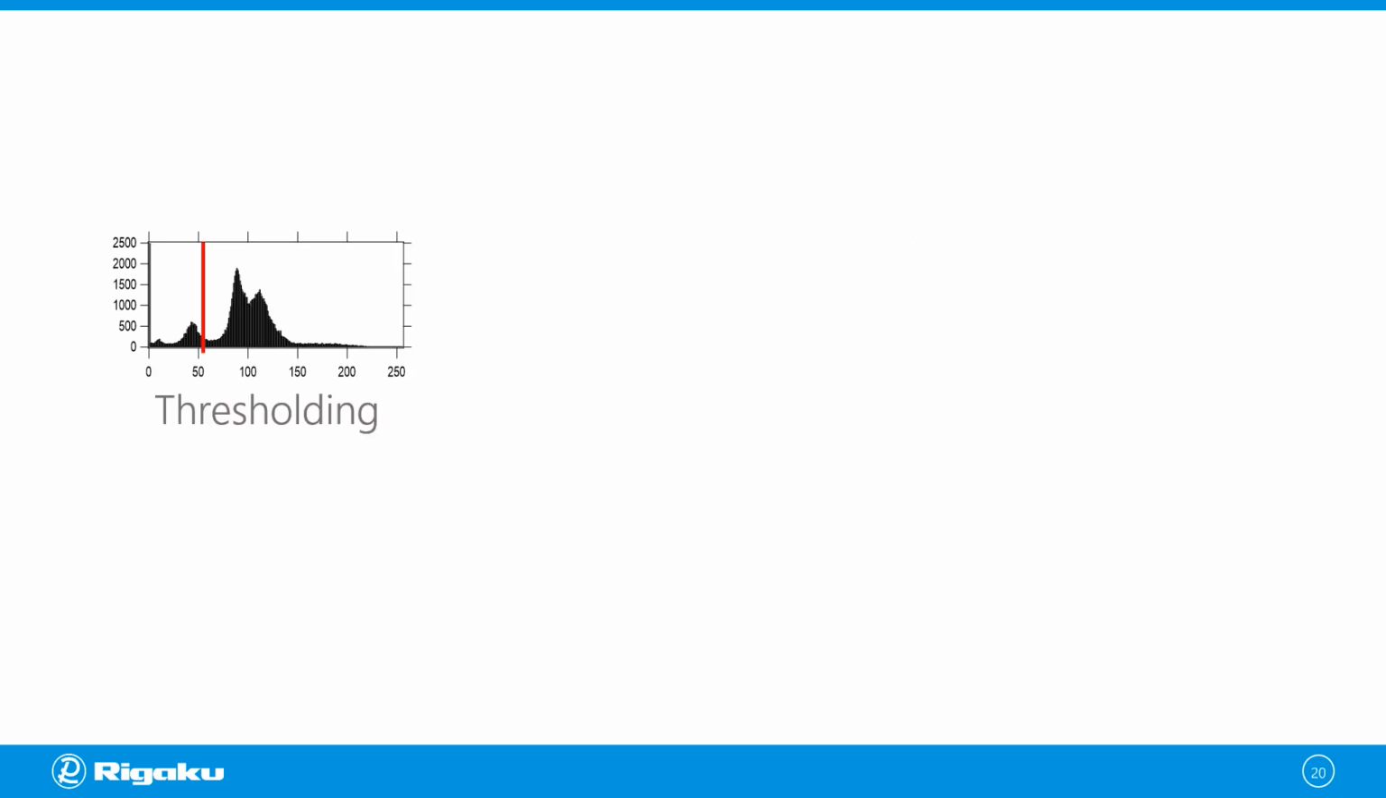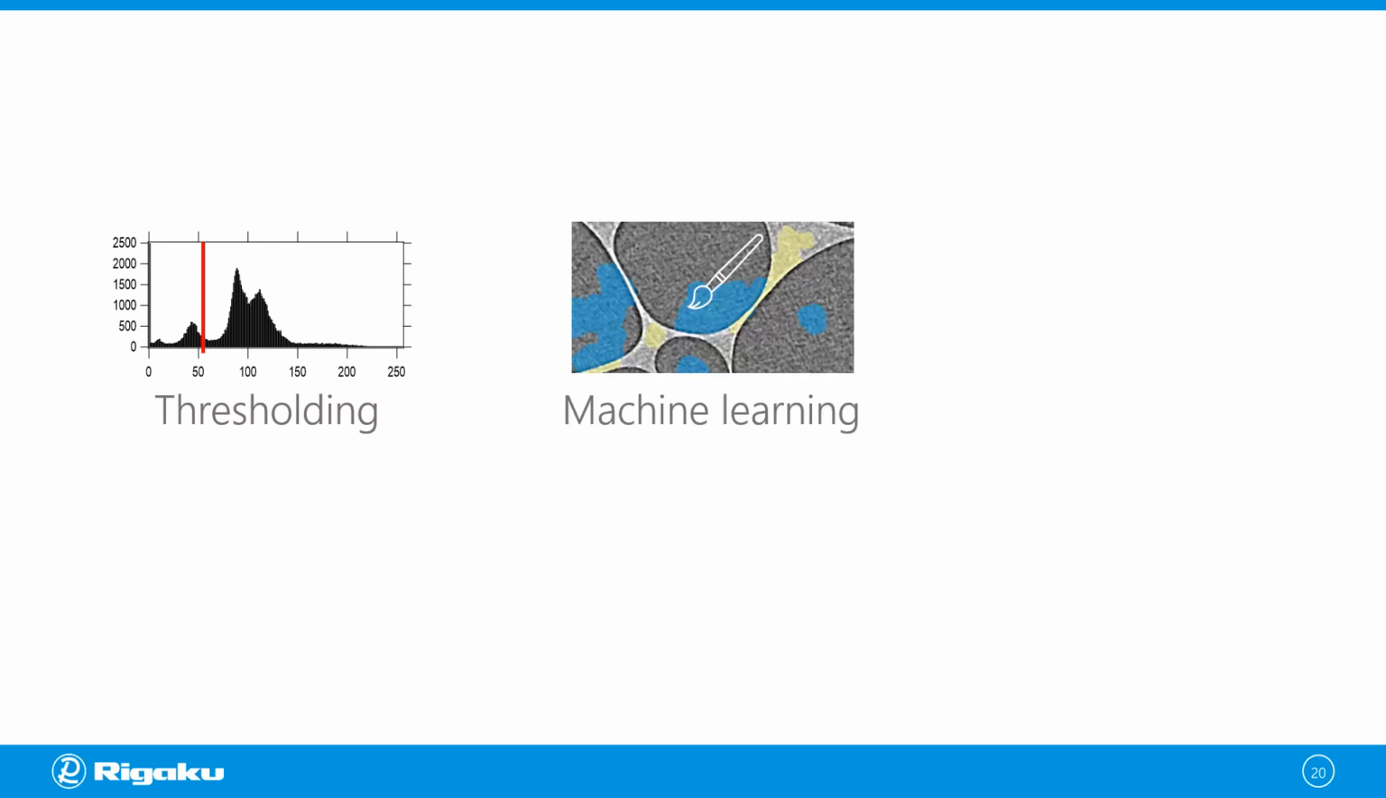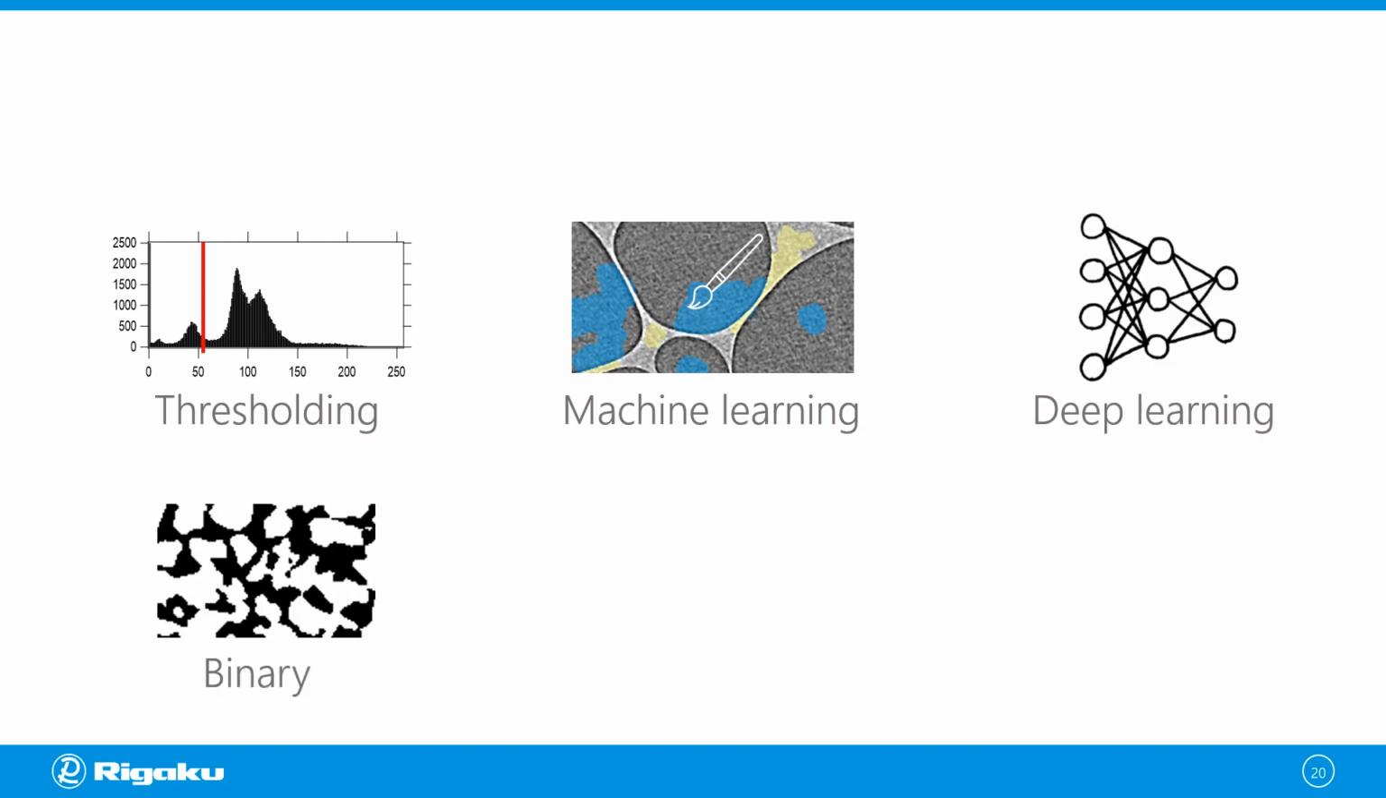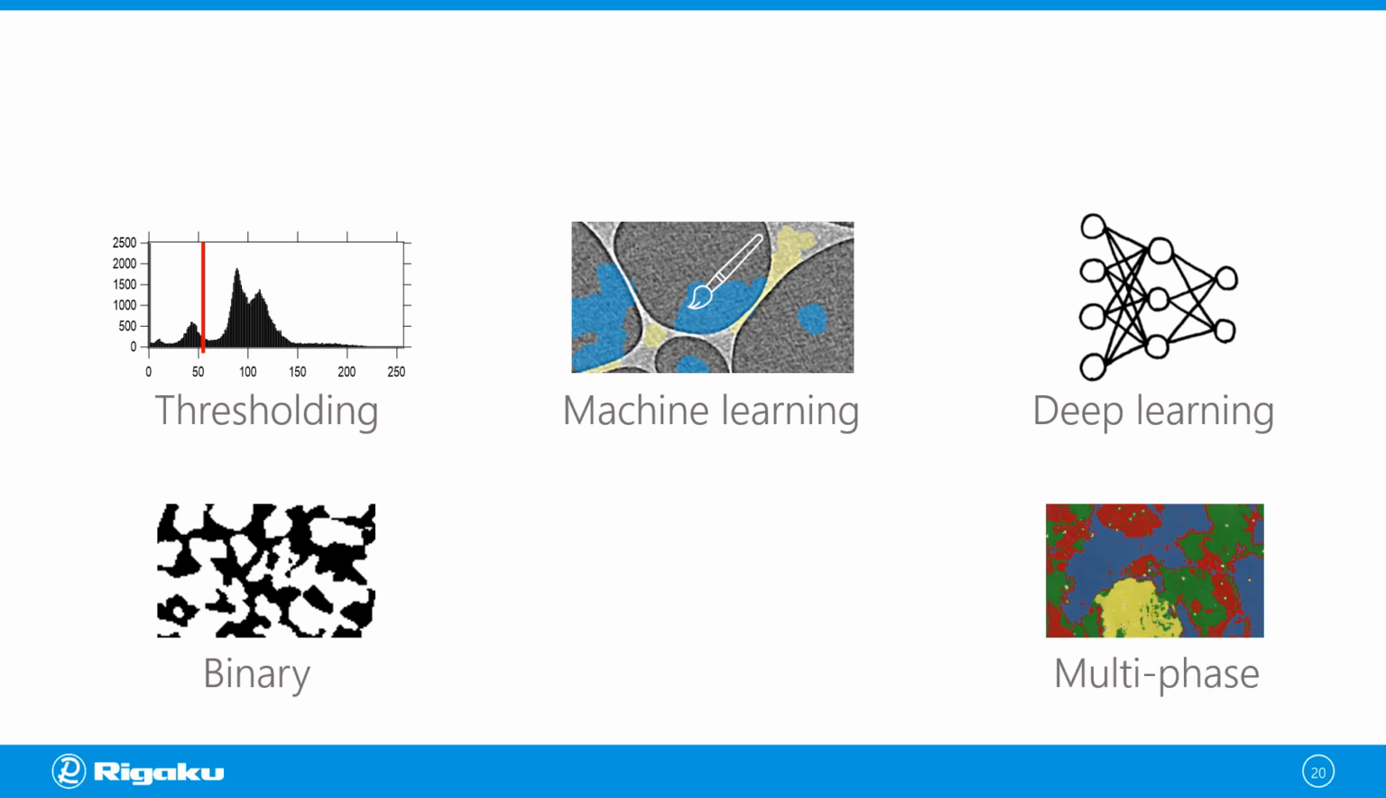So there are different ways to do image segmentation. You can simply use thresholding to separate the image into two phases, or you can use machine learning, or you can even use deep learning. If you have a simple binary system, the thresholding might just work fine. But if you have a multi-phase system, you might need deep learning. Also, when the noise level is high, you might need machine learning or deep learning.